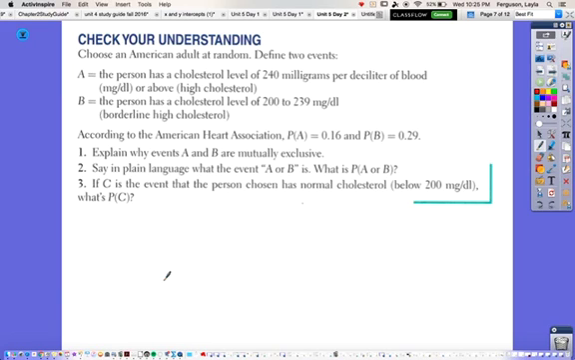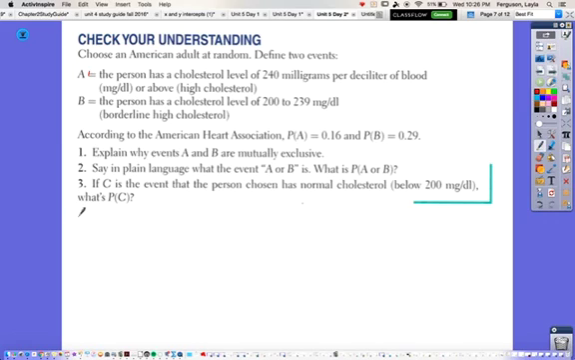Check your understanding. Choose an American adult at random. Define 2 events. So A equals the person has a cholesterol level of 240 milligrams per deciliter of blood or above, high cholesterol. B is a person has a cholesterol level of 200 to 239 milligrams per deciliter, borderline high cholesterol. According to the American Heart Association, the probability of A is 0.16. The probability of B is 0.29. So this means that the probability that you have a high cholesterol level or above is 0.16 and borderline is 0.29.